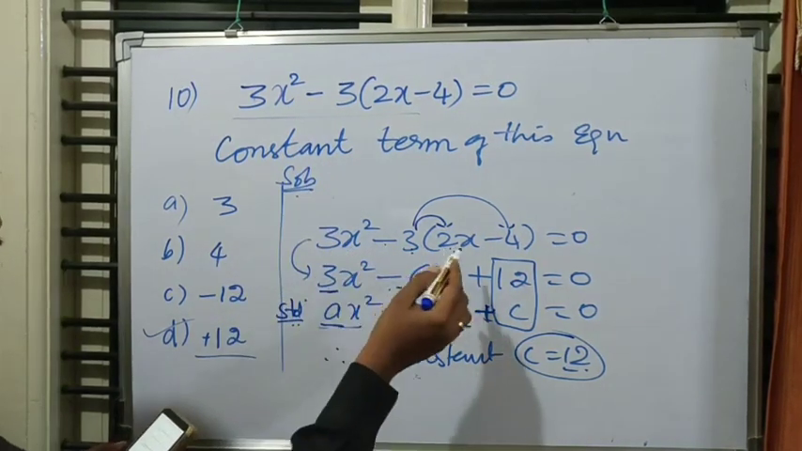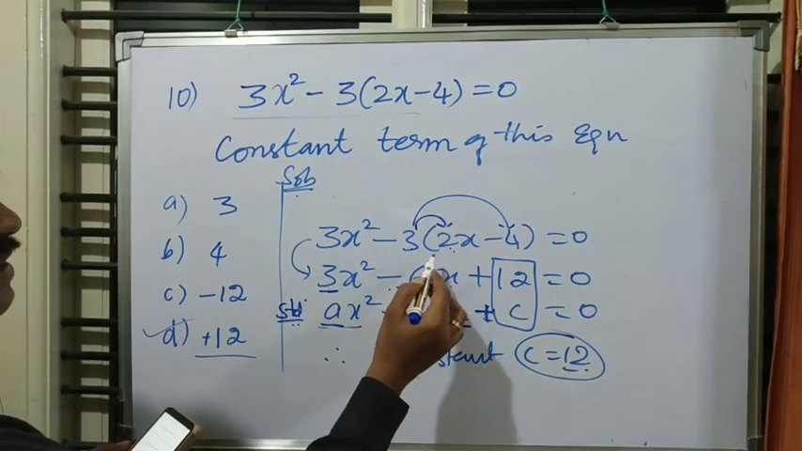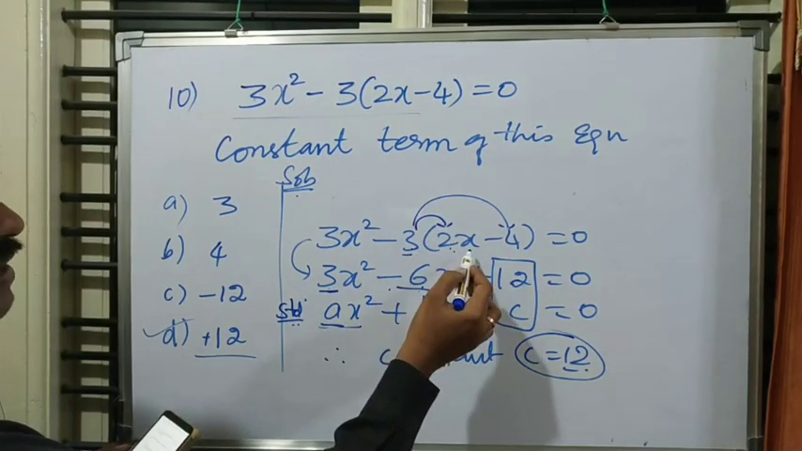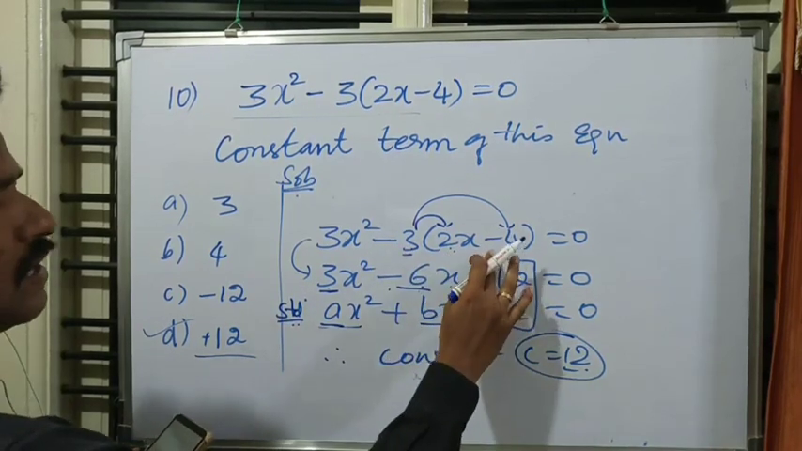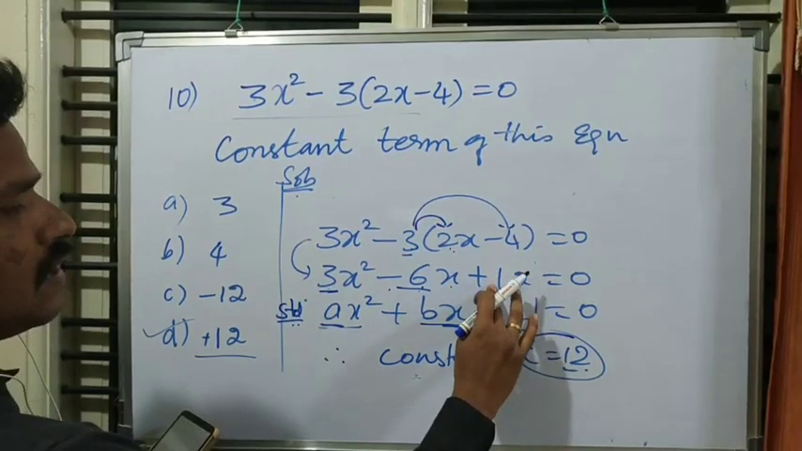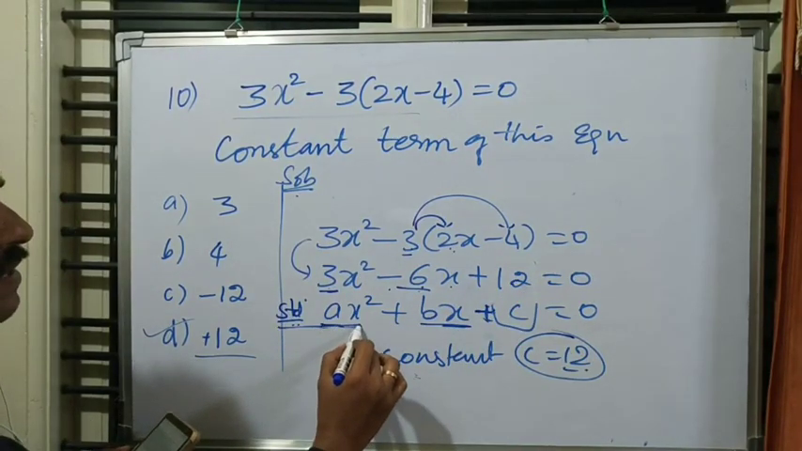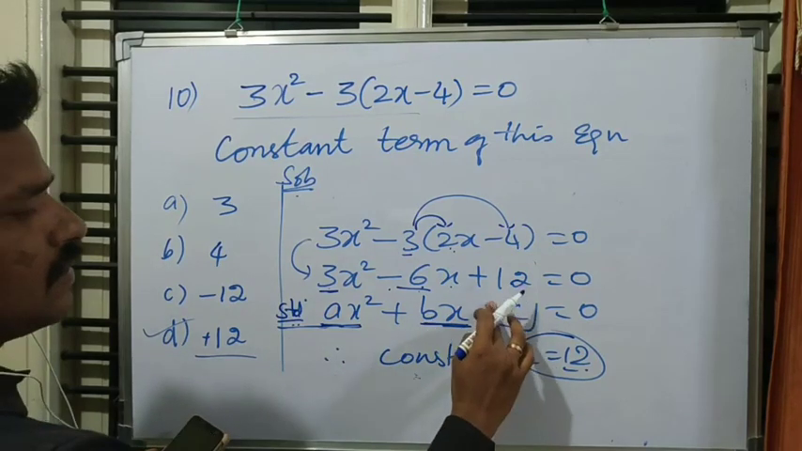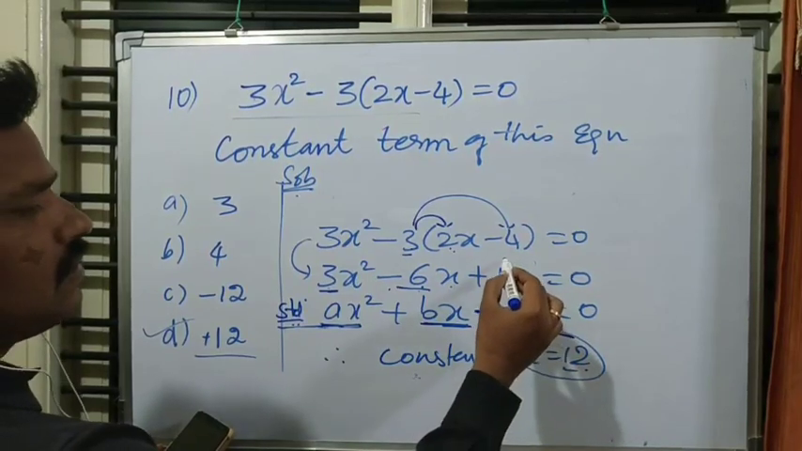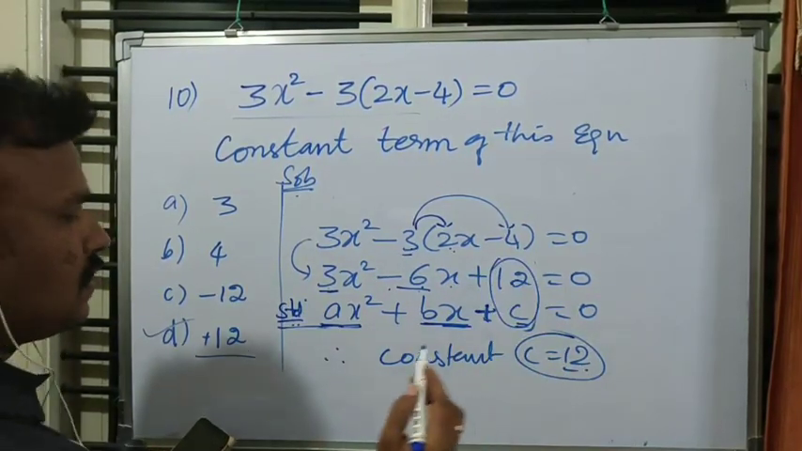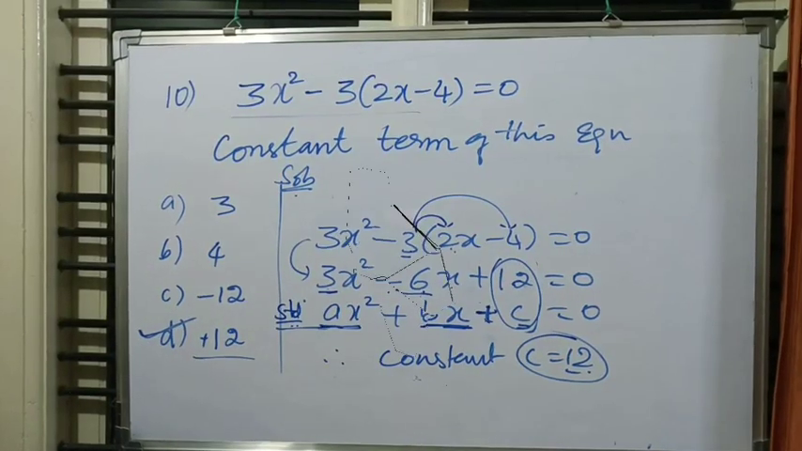When we reduce it, the 3x square keep as it is, minus keep as it is. Here, multiply this 3 into that bracket. 3 twos are 6x, then minus into minus is plus, and 3 fours are 12. Then this equation we have to compare with the standard form. That standard form is ax square plus bx plus c. So that c is the constant term, so the value of c is equal to plus 12. So our answer is plus 12. Constant is 12.